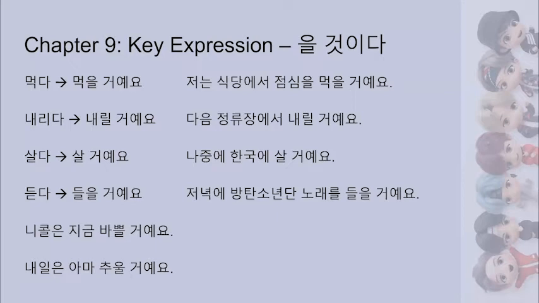So at the bottom of page 53, they do give you a couple of examples of using this with a descriptive verb. So remember, that's not necessarily indicating a true future tense. It's the speaker's assumption or what the speaker thinks will happen. So the first example is 니콜은 지금 바쁠 거예요, which means kind of like saying I assume or I expect that Nicole will be busy right now. The second example is 내일은 아마 추울 거예요, which means I think maybe tomorrow it will be cold, or I expect that maybe tomorrow it will be cold.